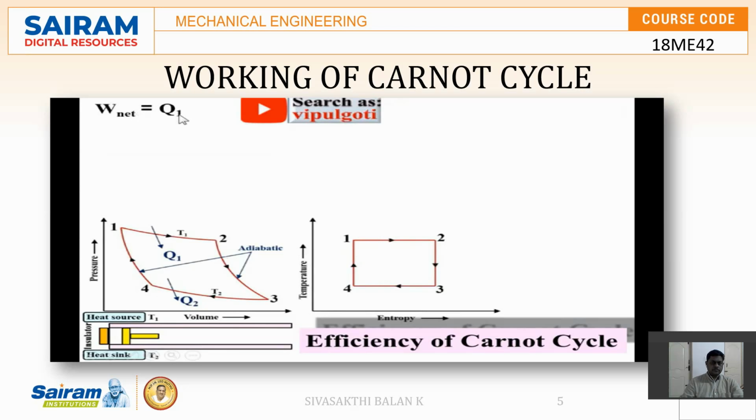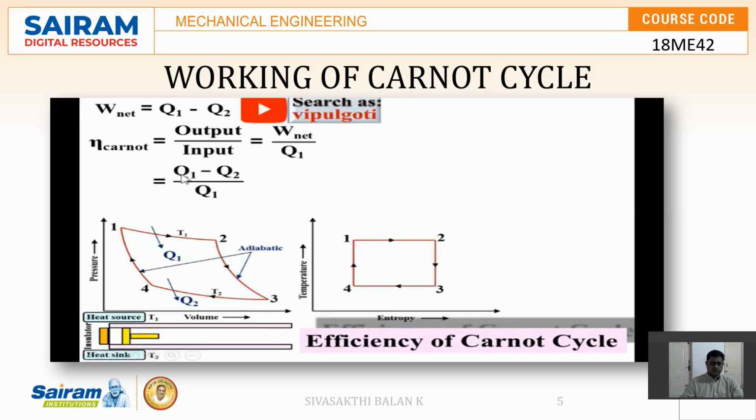So W net is equal to Q1 minus Q2. That means the net work done during the Carnot cycle. And you know that the efficiency of the Carnot cycle is equal to output upon input. Here the output is the net work done, that is Q1 minus Q2. And the input, you can see from the cycle, is Q1. So I can put it over here upon Q1 as it is. If I simplify further, it is Q1 by Q1 minus Q2 by Q1, and so it is 1 minus Q2 by Q1. Let's say it is equation number 3.